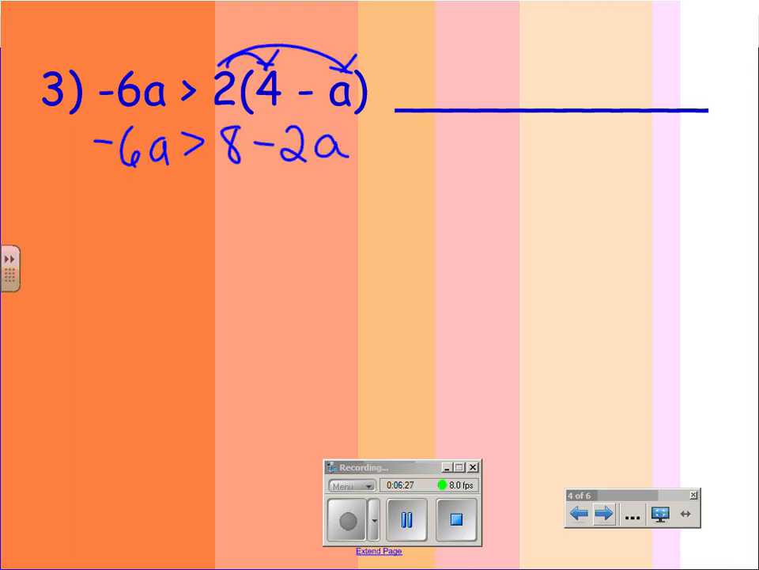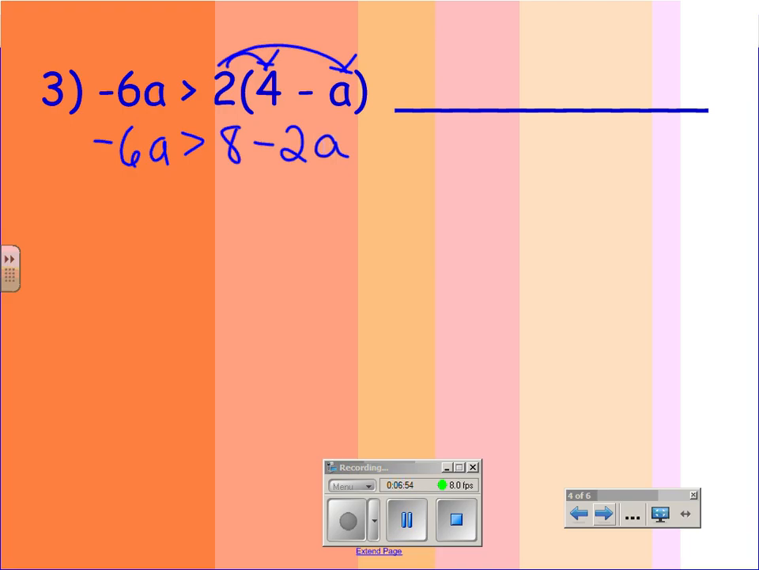So I end up with 8 minus 2a. Now remember a couple of minutes ago I said, just keep in mind that I multiplied by a positive 2. The rule is that if I multiply by a positive, then you don't do anything with the inequality sign. However, if I divide through by a negative, then I have to change it. So just want to keep that in mind as we're finishing up this problem.